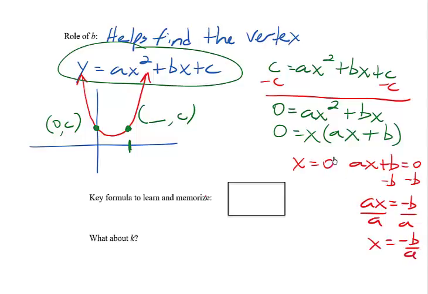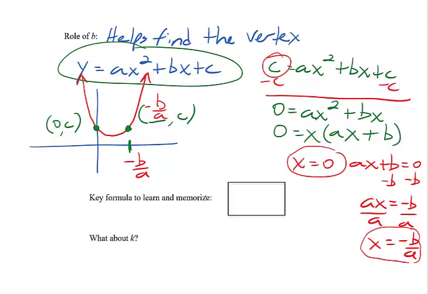So there are two x values that go with a y value of c. One of them we already knew about. Here it is, 0 comma c. That's this 0. The other one is the one we were trying to find. So now I know that this is negative b over a. In other words, this was the point negative b over a comma c.